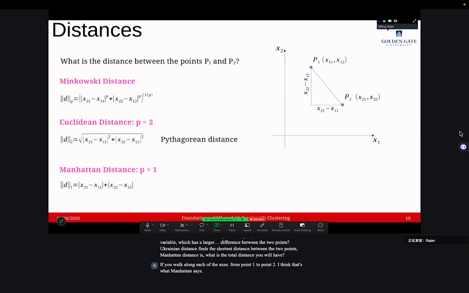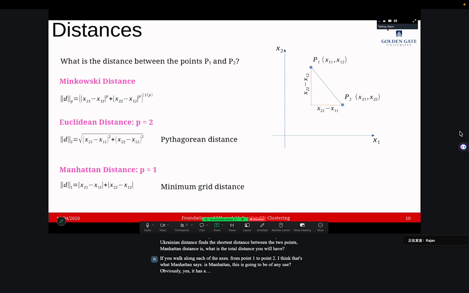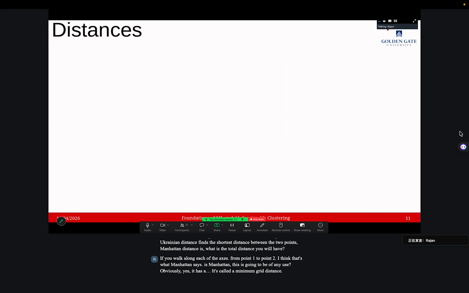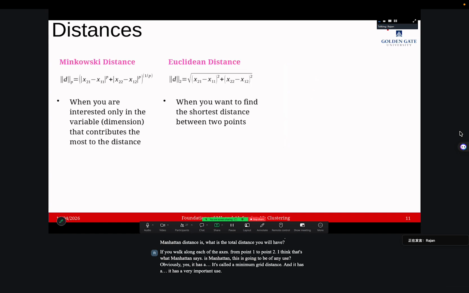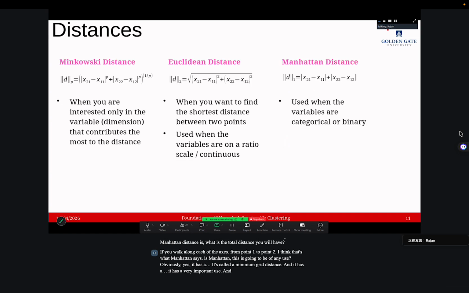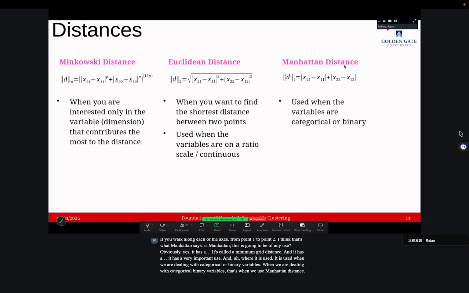Is Manhattan distance going to be of any use? Obviously, yes. It's called a minimum grid distance, and it has very important use. It is used when we are dealing with categorical or binary variables. When we are dealing with categorical binary variables, that's when we use Manhattan distance.